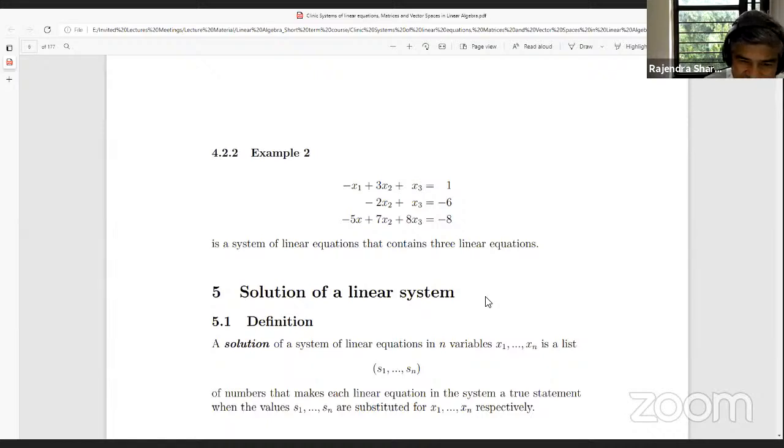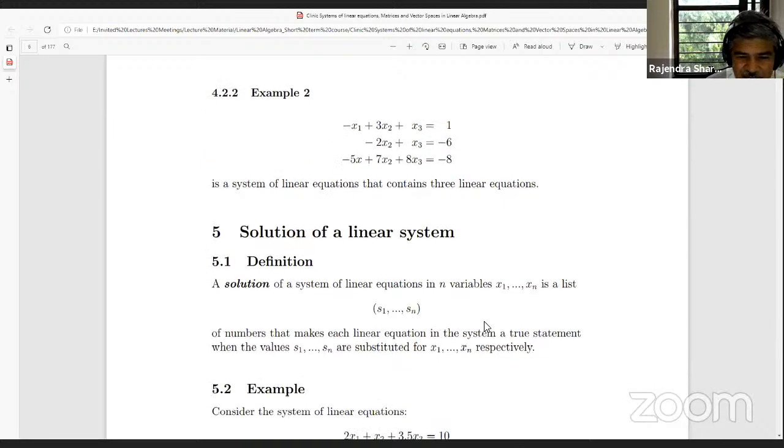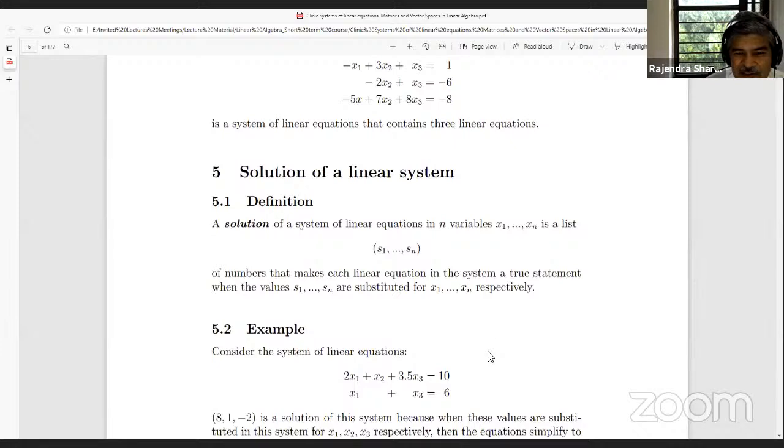A solution of a linear system means a list, say s1, s2, ..., sn, of numbers that makes each equation in the system a true statement. That means when you replace each xi by si, when you substitute, the statements hold.